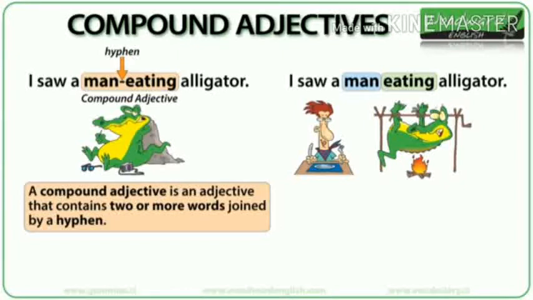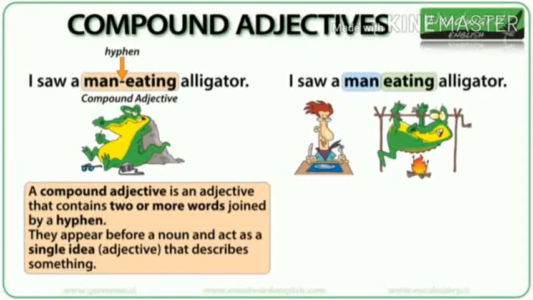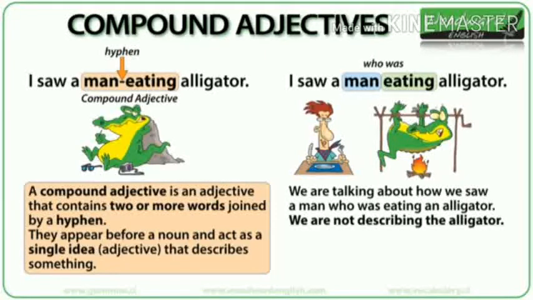As seen above, man-eating is joined by a hyphen. So I saw a man-eating alligator. What type of alligator is it? It's a man-eating alligator. They appear before a noun and act as a single idea that describes something. Now before the alligator, these two words are mentioned and joined by a hyphen, so it is describing the alligator. This alligator usually eats human beings, so it is described as a man-eating alligator.